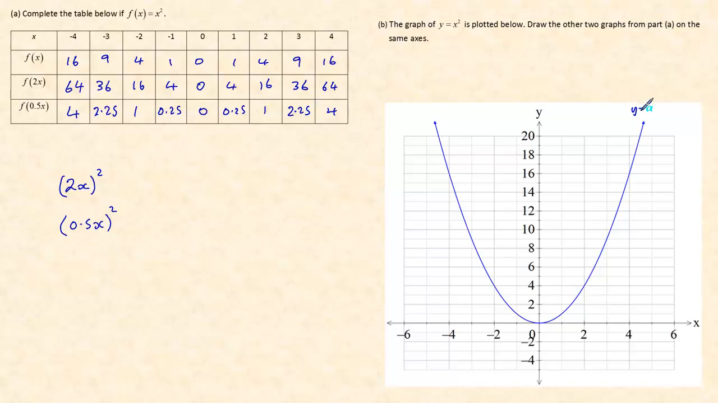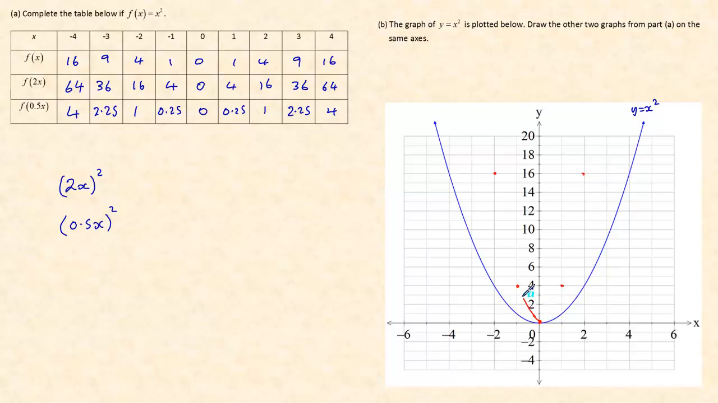So the blue one here is y equals x squared, a curve we know very, very well. Now, obviously on this scale I can't plot negative 4, 64, nor negative 3, 36. Negative 2, 16 I can do. Negative 1, 4, 0, 0. Then we've got 1, 4, and 2, 16. So those can all go on.